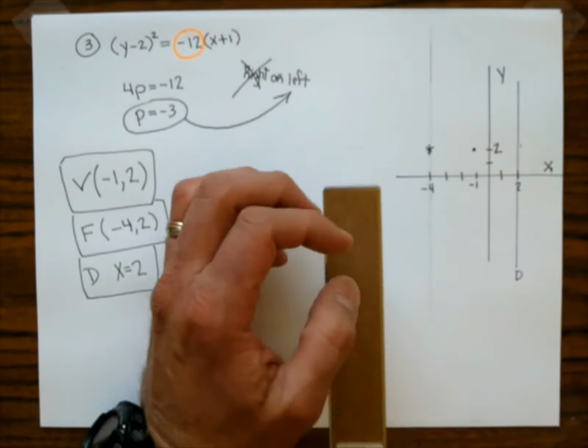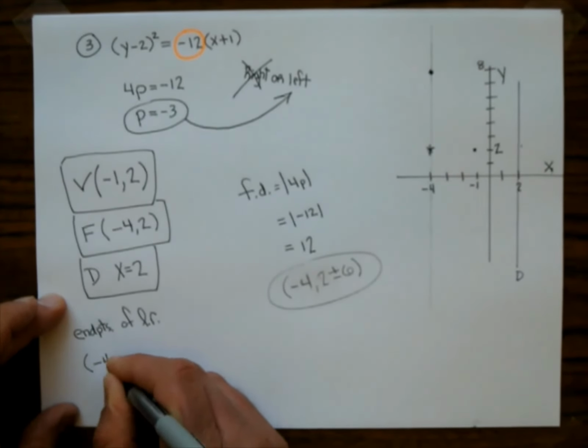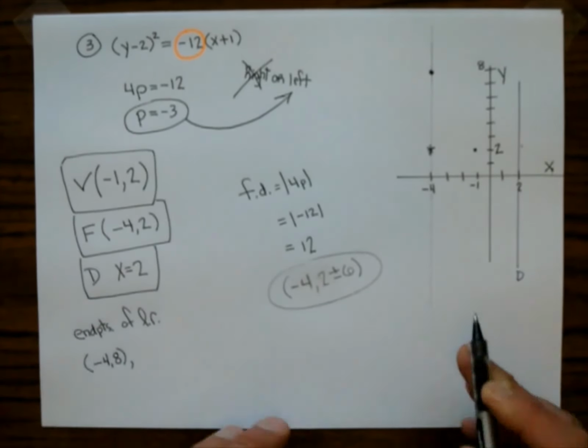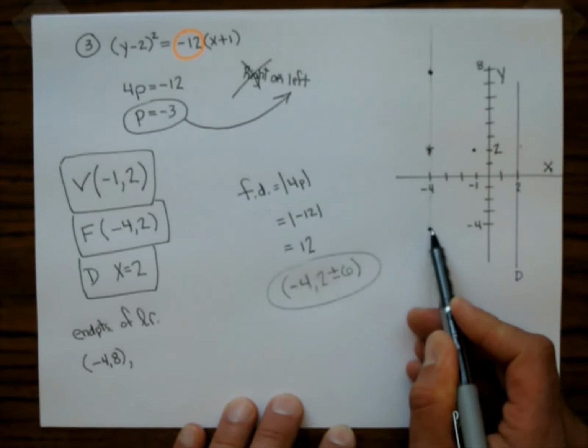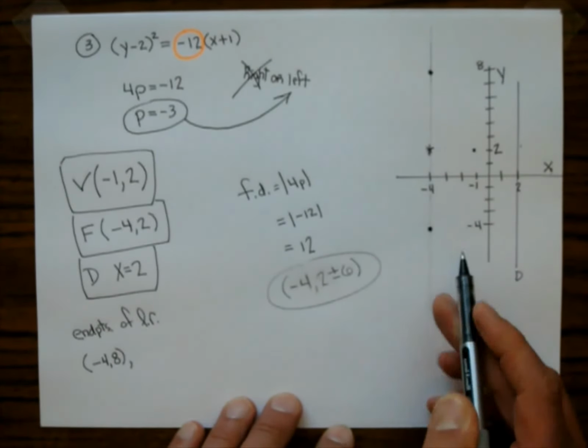I'm going to say, okay, I'm right here, so I'm going to go up, not 12, but go up 6. So 1, 2, 3, 4, 5, 6. So I went from 2 to 8, and I'm going to put a dot. And so the endpoints of the latus rectum happen to be negative 4, 8, and then I'm going to go down 6. So 1, 2, 3, 4, 5, 6, which takes me to negative 4 for my altitude. I'll put that right there. And so this point looks like it's negative 4, negative 4.